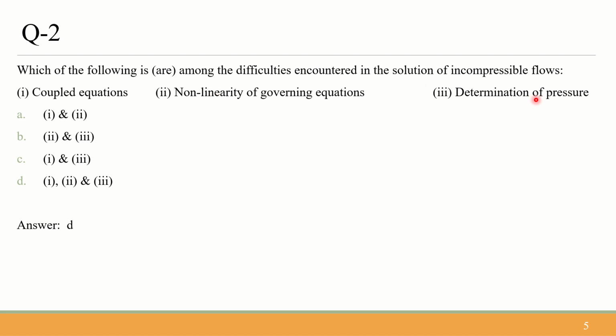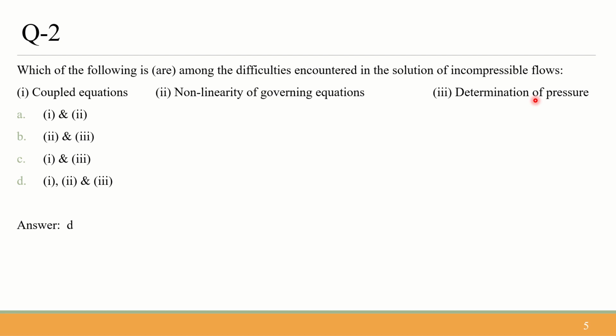And third one is determination of pressure. While we were dealing with the compressible flow system, how were we obtaining the pressure? We were obtaining the pressure from the equation of state. While here in incompressible flows, that is not possible. Pressure is part of an equation. So here determination of pressure is a difficulty, whereas in compressible flow systems it was not, because we got the pressure from the equation of state. But for incompressible flow systems, determination of pressure is equally difficult.